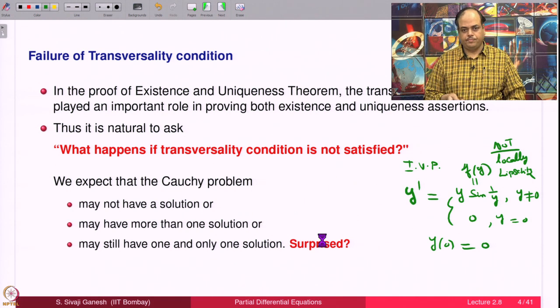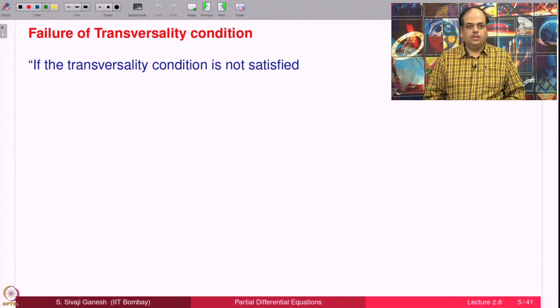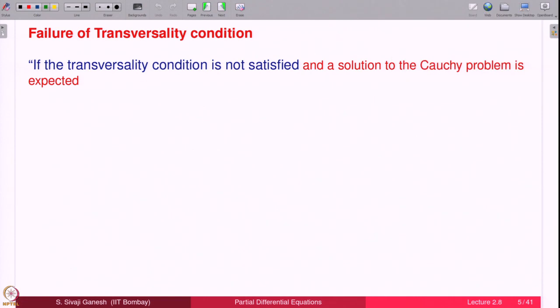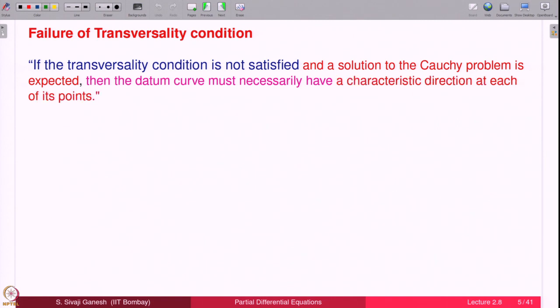It can happen. Okay. So, if the transversality condition is not satisfied and a solution to the Cauchy problem is expected, that means the Cauchy problem has a solution, then something should happen. The datum curve must necessarily have a characteristic direction at each of its points, which means that it is a characteristic curve.